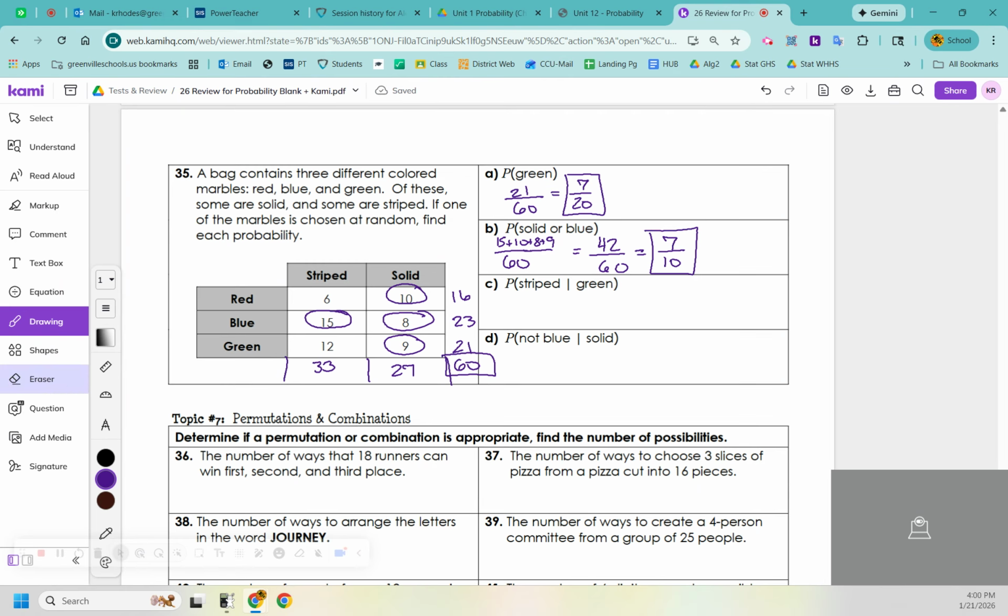Now, C and D are given, so conditional. So remember, always start at the bottom. Given they are in green. Given is a green marble. So out of these 21, we're just looking at those 21 marbles. How many marbles are striped? 12. So 12 out of 21, which is 4 out of 7.